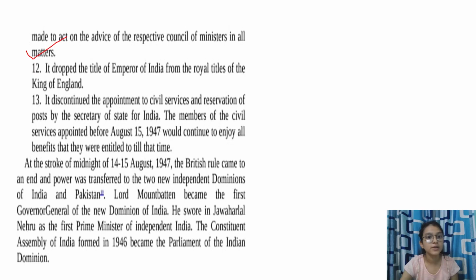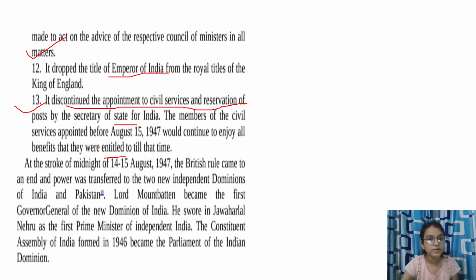It dropped the title of Emperor of India from the royal titles of the King of England. It discontinued the appointment to civil services and reservation of posts by the Secretary of State for India. The members of the civil service appointed before August 15, 1947 would continue to enjoy all benefits they were entitled to. So the persons who were already given their posts would continue exercising their duties.